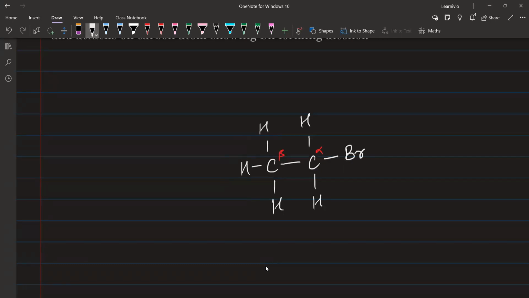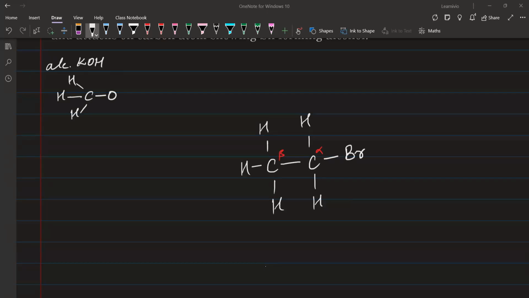Now there are two reagents we are going to do the reaction with. One is alcoholic KOH. In alcoholic KOH, what is the simplest alcohol we can have? The simplest alcohol that you will take is going to be methanol, right? Methanol is a carbon atom with 3 hydrogens, and you will be having oxygen.